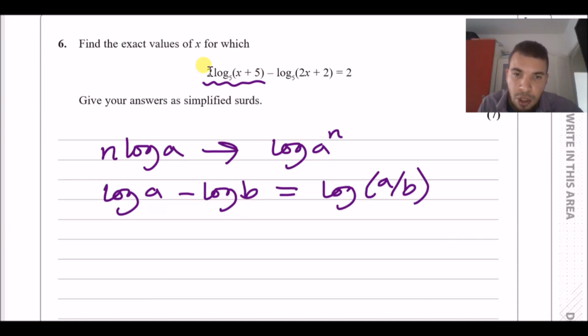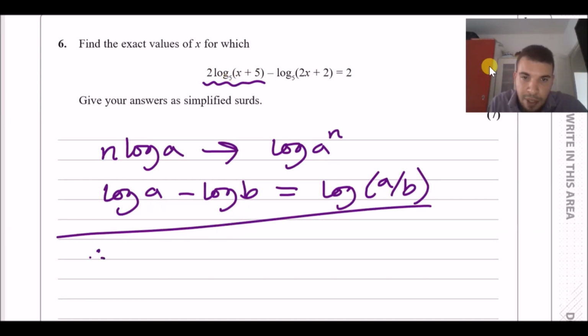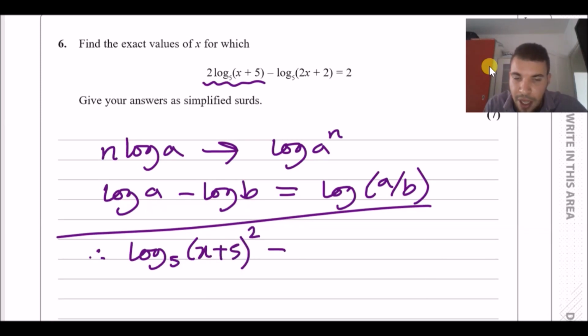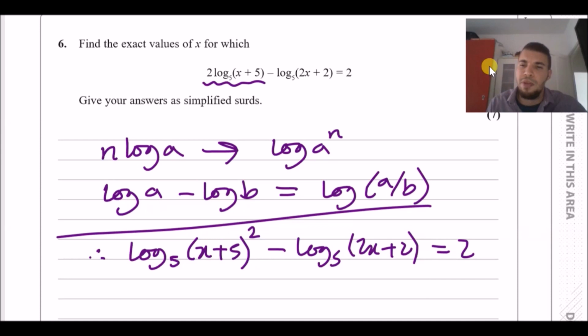So in this case, we've got 2 times the log, so this becomes a power. So let's put a line here. This means from the question, we've got log, don't worry about the base 5 for a second. So log base 5, x plus 5, the 2 becomes a power here. Then we put minus log 5 2x plus 2 equals 2. So just copy the rest.